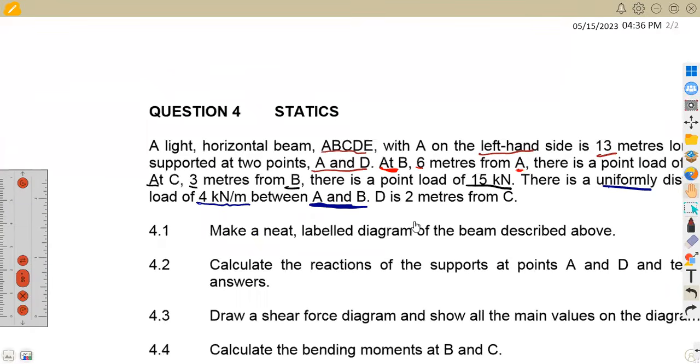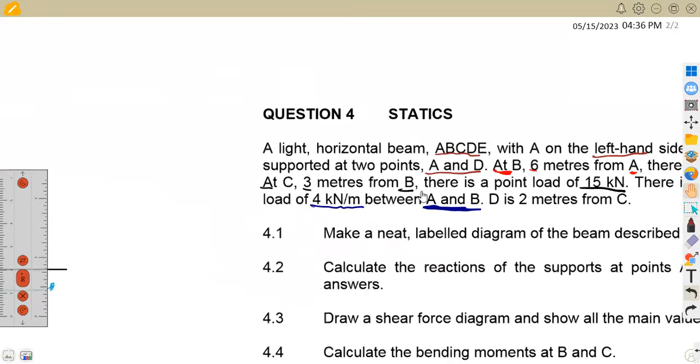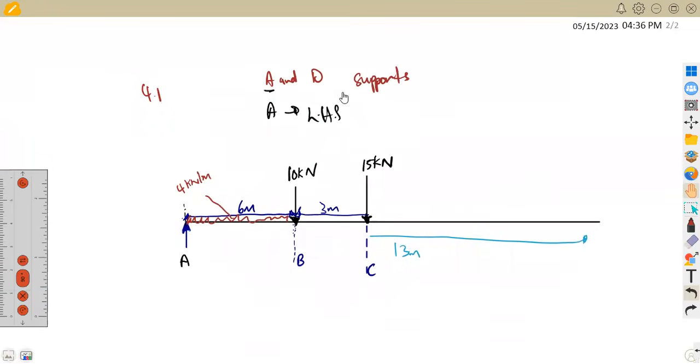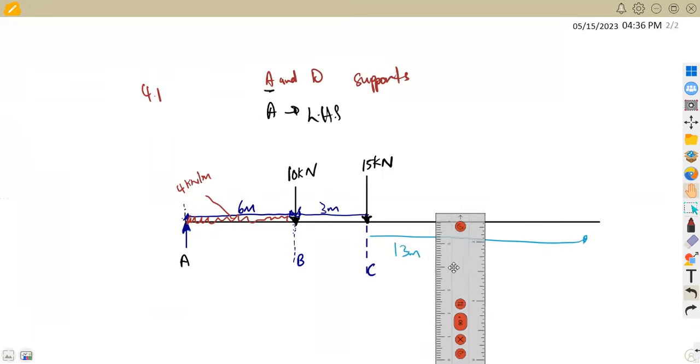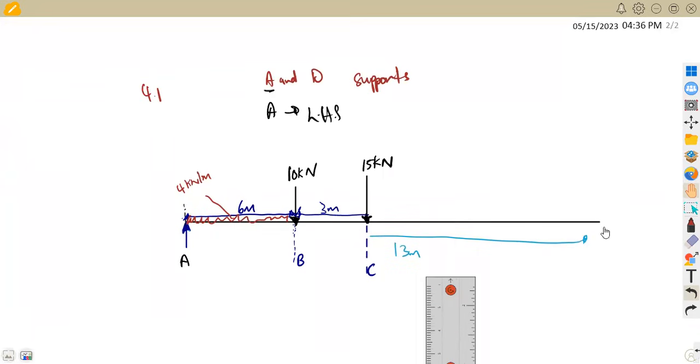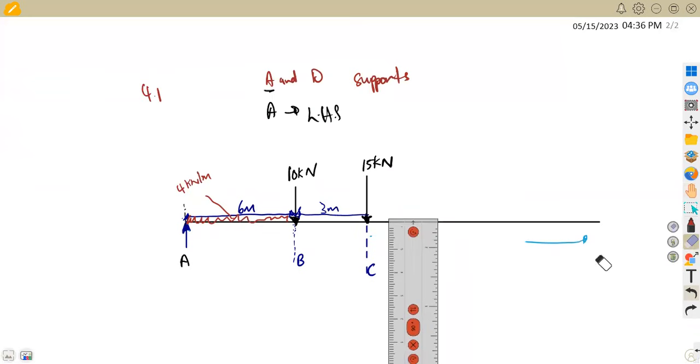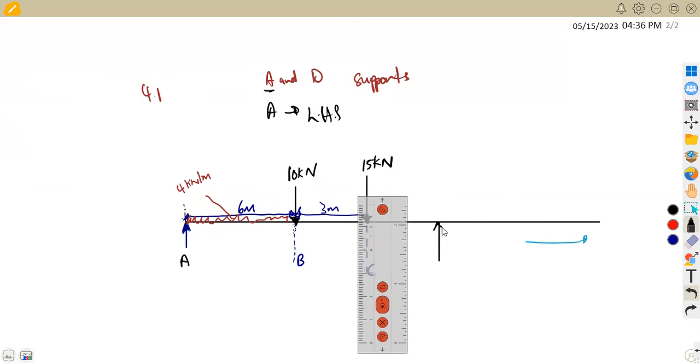D is 2 meters from C, and D represents what? A support. Remember, we said D is a support. So there's a support that is 2 meters from C. So this is from C, we are going to take 2 meters. So how many meters have we covered if we say our D is at this point here? So this is where we have our D. Remember, D is a support. So we're going to have our support here, which is our D.